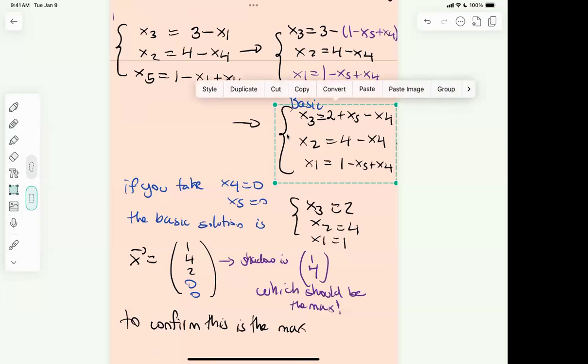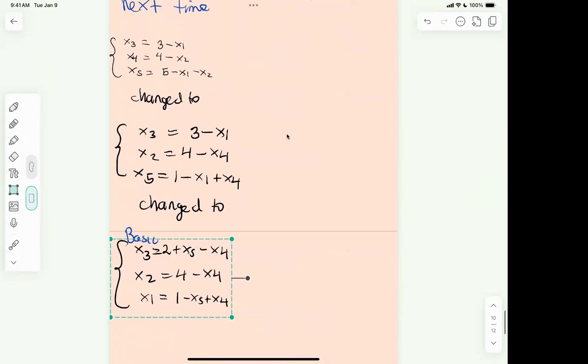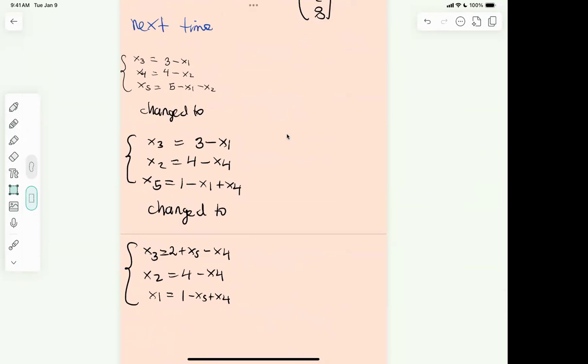So if you keep track of the systems of equations we got at each step, I'll repeat this next time because it's one of the more important things. This is how the system looked at the beginning. This is how it looked after we swapped x4 with x2, right? And this is how the system looks after we swap x1 with x5. We did two swaps, so that's how it looked at every step.